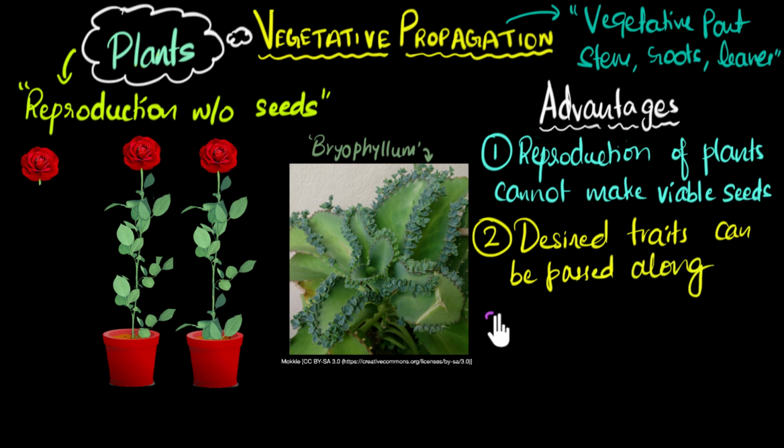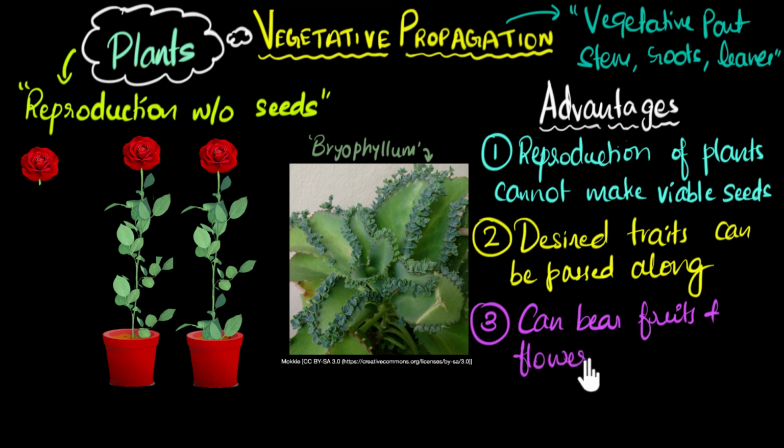And the third advantage I want to talk about, which may not be very obvious, is that when you vegetatively propagate, there's a good chance they can bear fruits and flowers earlier or faster compared to when using seeds. So let me just write that down. Can bear fruits and flowers faster. Which means if you are in this industry, if you're in this business of selling flowers and fruits, this could be economical to you.